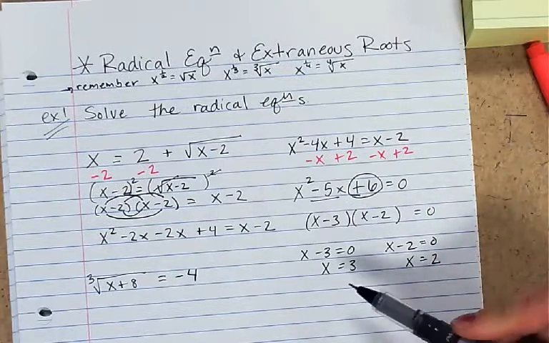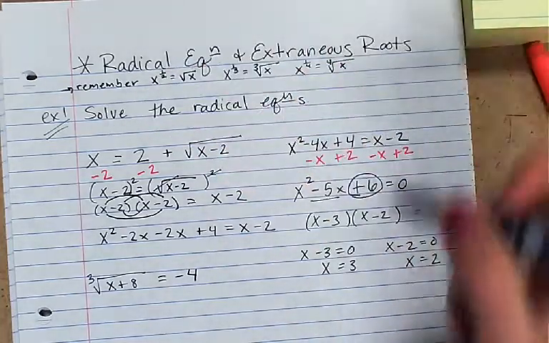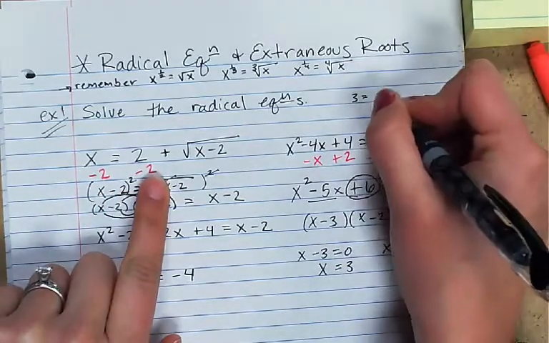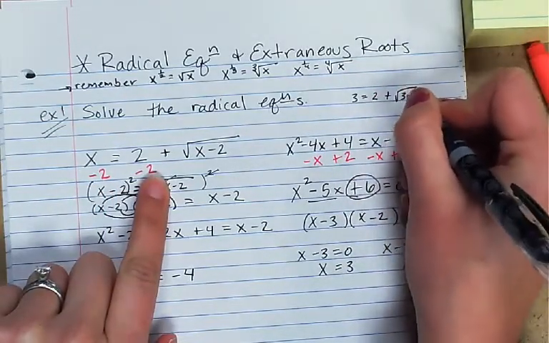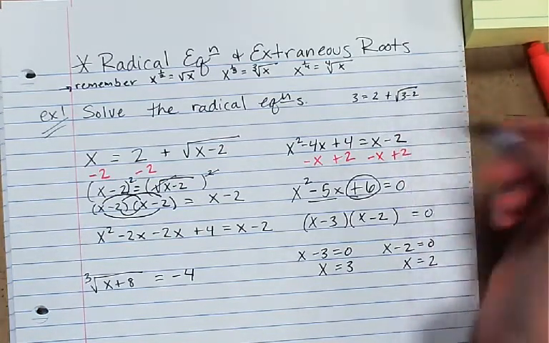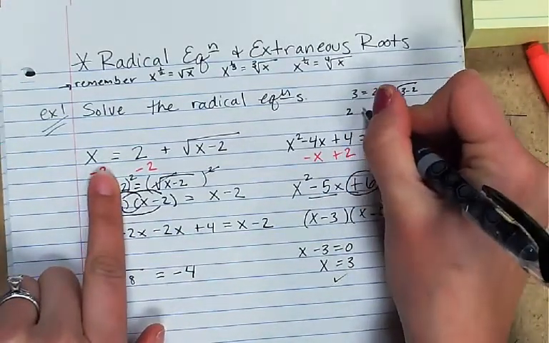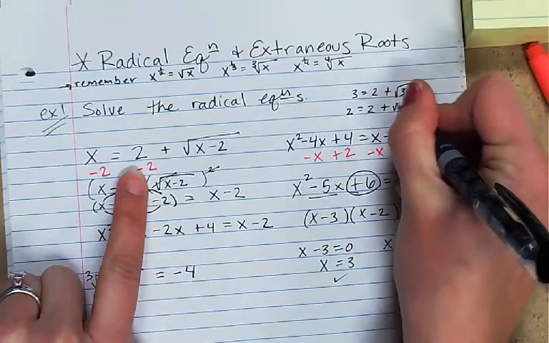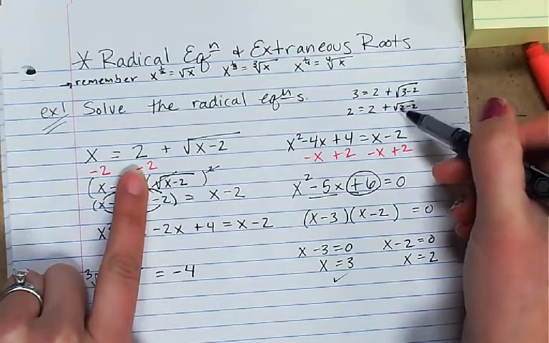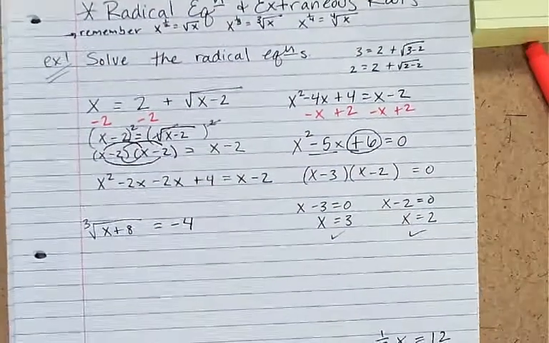Make sure you always check to make sure you don't get an extraneous solution. So if we plug 3 back in, I'll do it up here. We'll have 3 equals 2 plus the square root of 3 minus 2. So this is 1, so the square root of 1 is 1, 2 plus 1 is 3. So that one checks out, that one's good. So now let's check 2. Does 2 equal 2 plus the square root of 2 minus 2? Here under the radical we're going to get 0. So the square root of 0 is 0, and we have 2 equals 2. So they both work. No extraneous solutions there.